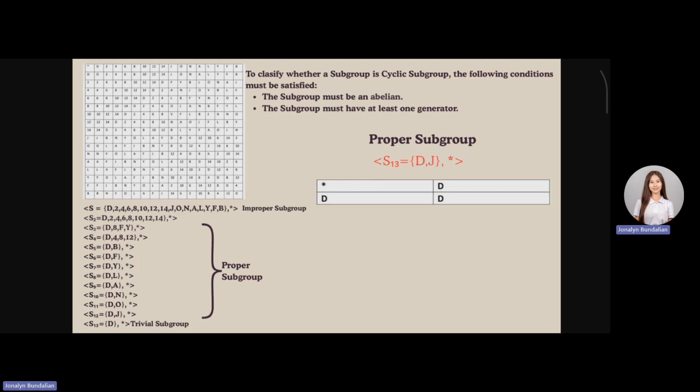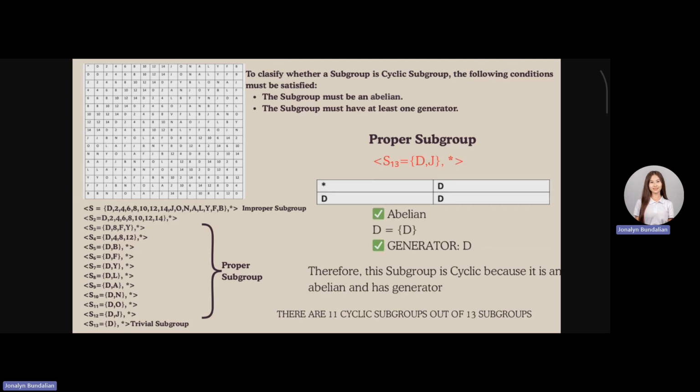So last, for the S sub 13 is equal to DJ, and we will check if it is abelian and must have at least one generator. So S sub 13, it is abelian. D is equal to D, and it has generator D. Therefore, this subgroup is cyclic because it is abelian and has a generator. And there are 11 cyclic subgroups out of 13 subgroups.